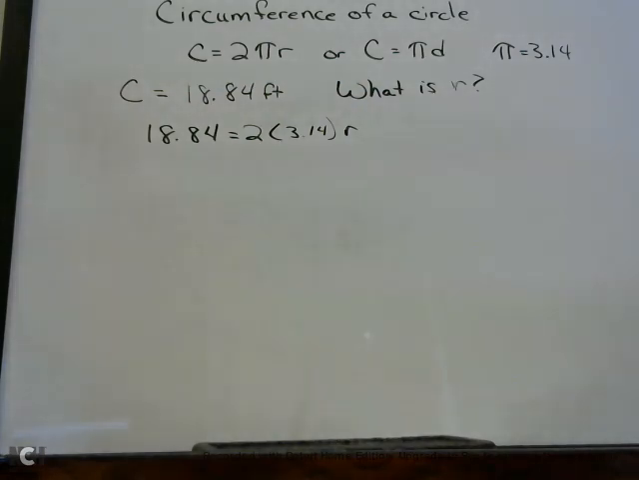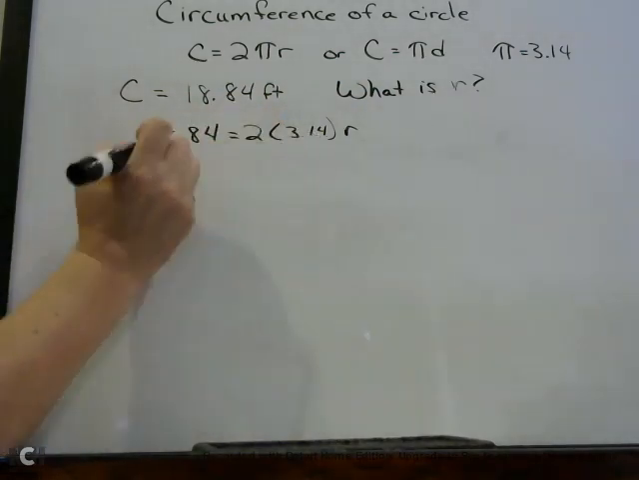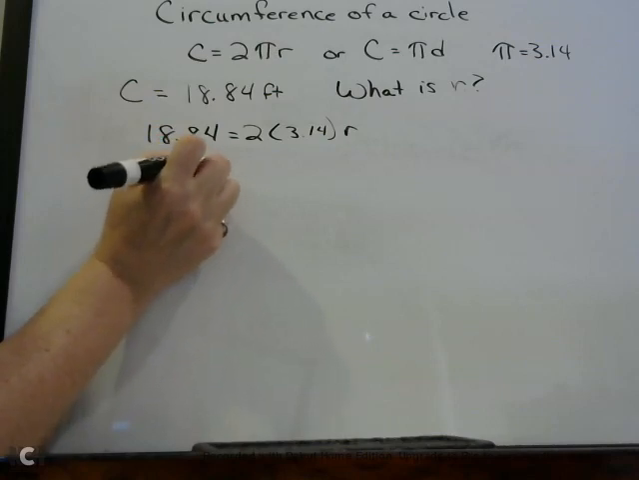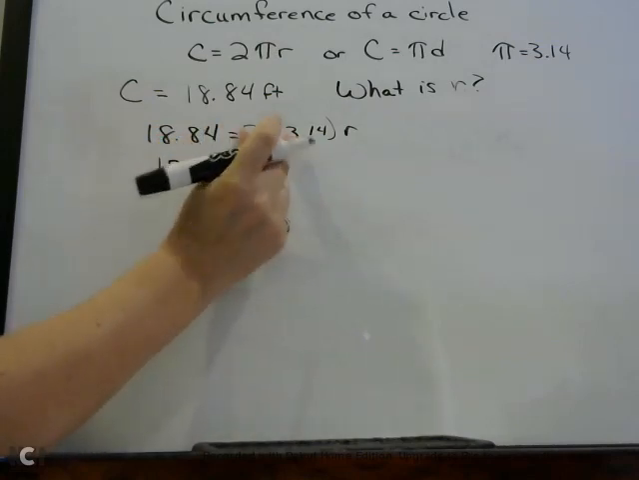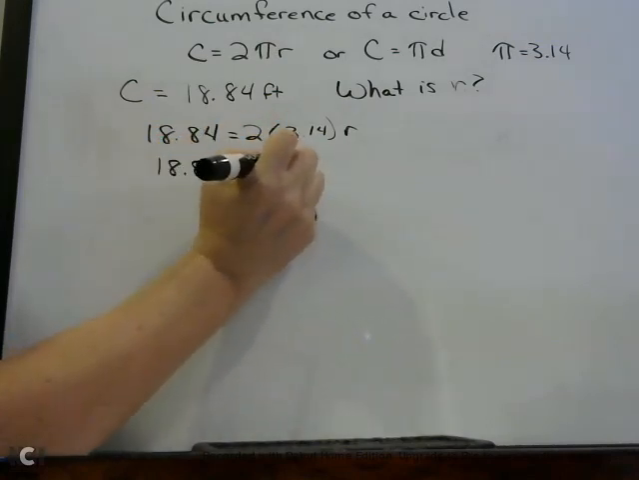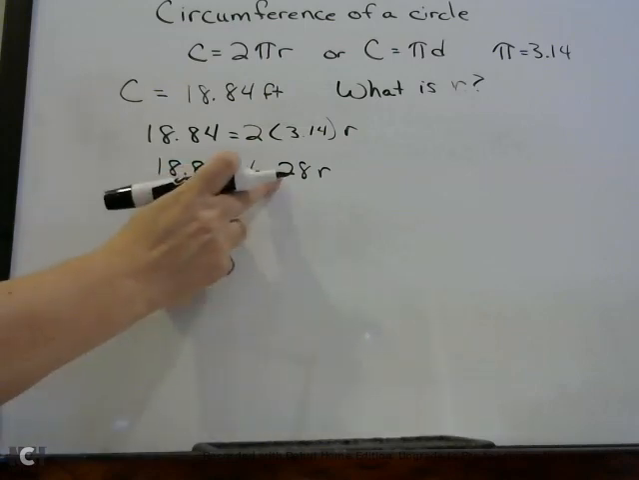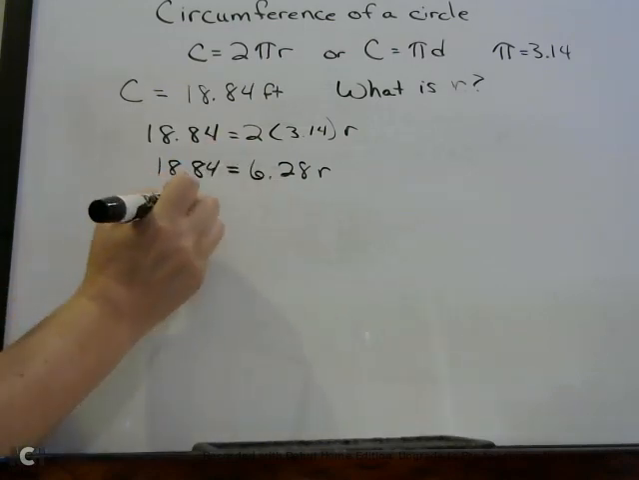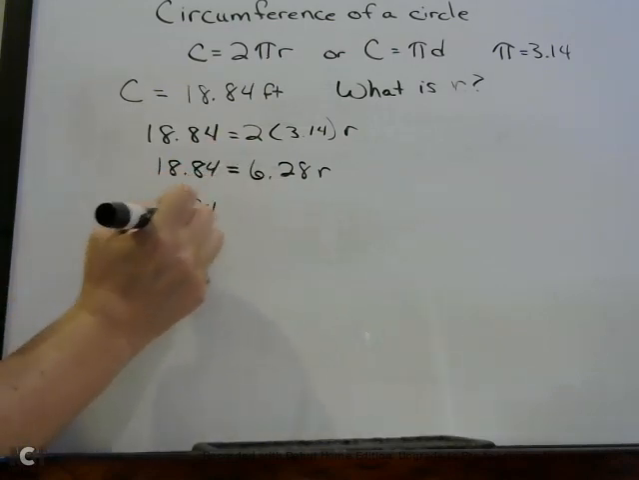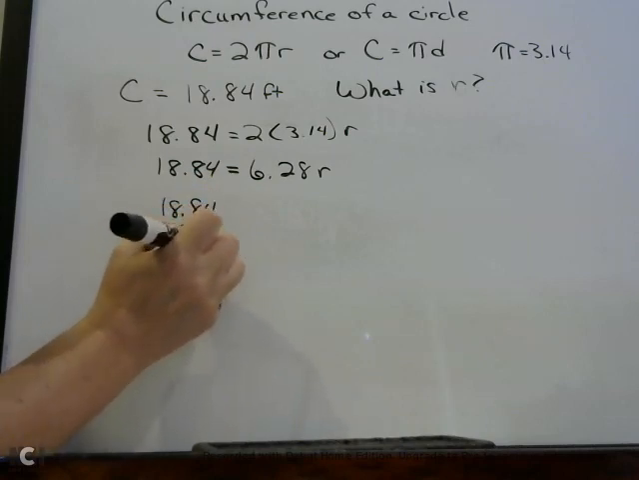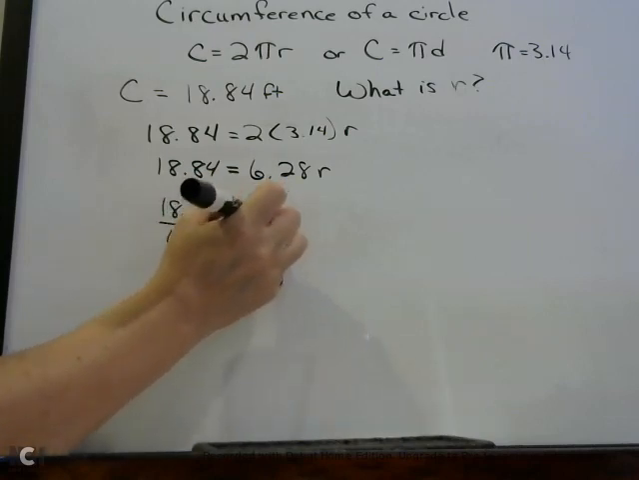So again, we have an algebra problem. We'll multiply this together first. So we have 18.84 equals 2 times 3.14 is 6.28 times radius. Again, still just an algebra problem, so we're going to divide each side by 6.28. Again, if you don't know how to do this, you have to watch the algebra video on Facebook.